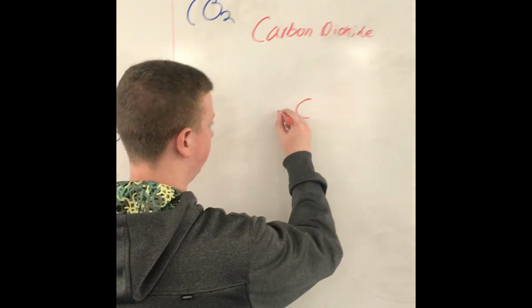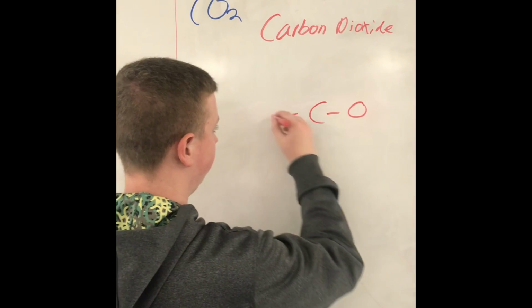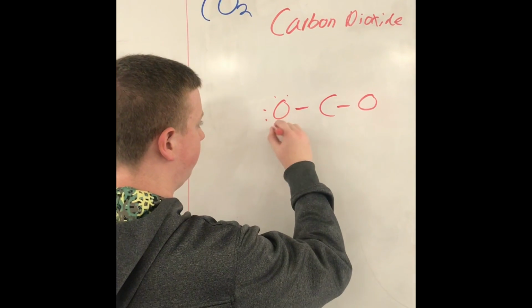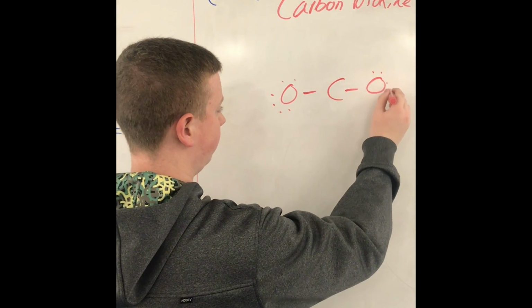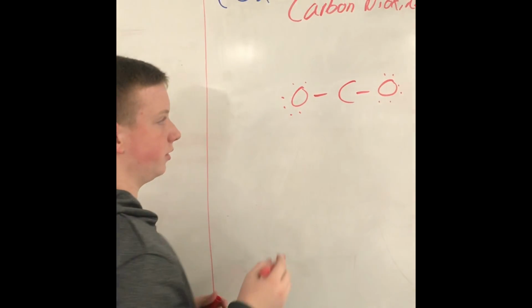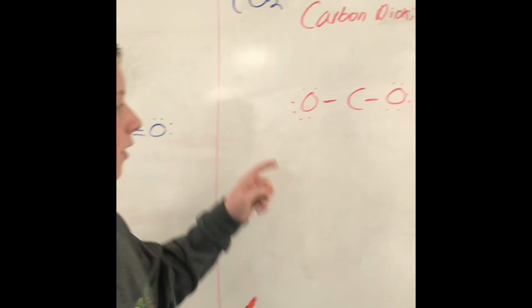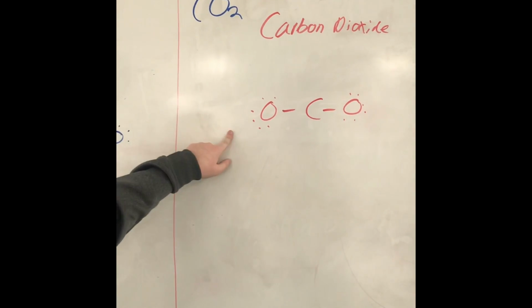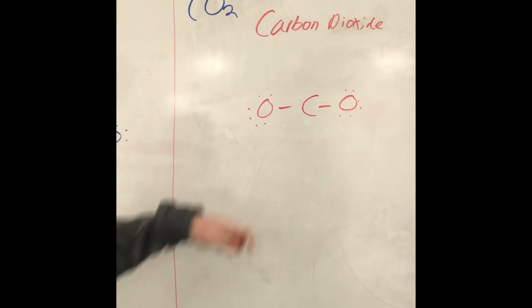Somebody could draw the Lewis dot structure wrong by only putting 1 bond between the oxygens and the carbon, and that would be the wrong amount of valence electrons between the two.